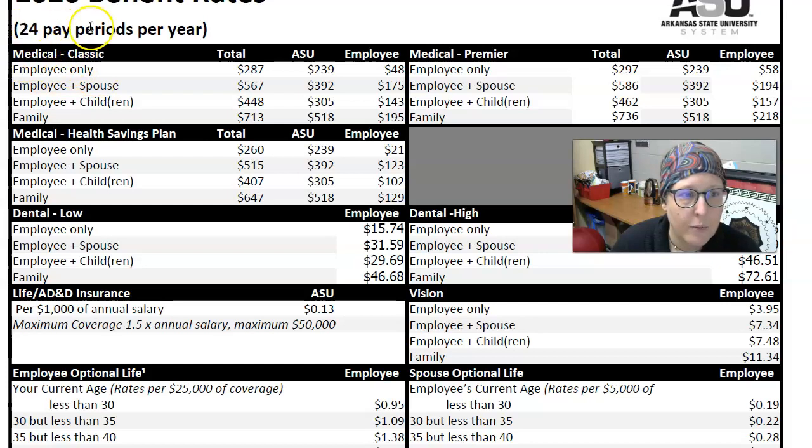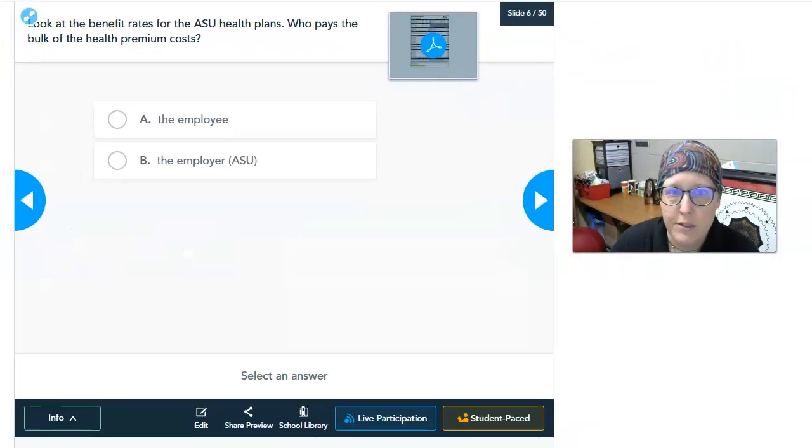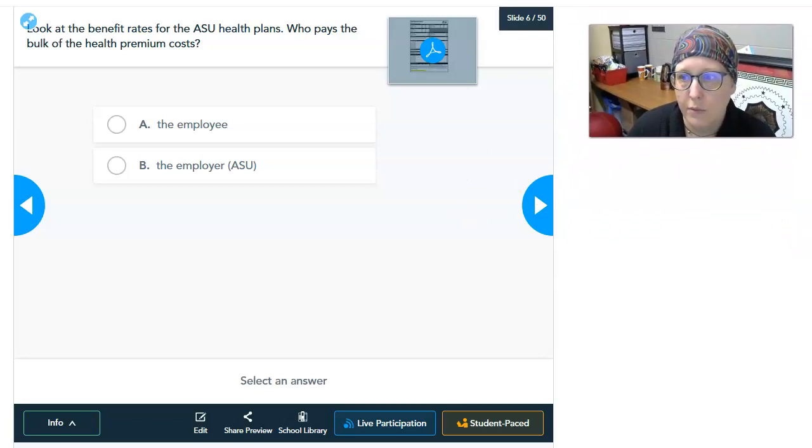So if you had 24 pay periods a year, so paid every 2 weeks, employee only, the total cost of health coverage is $287. ASU would pay $239, and the employee would pay $48. So you can see, obviously, the employer usually bears the brunt of the cost for the health premiums. Okay, let me readjust this. There we go.